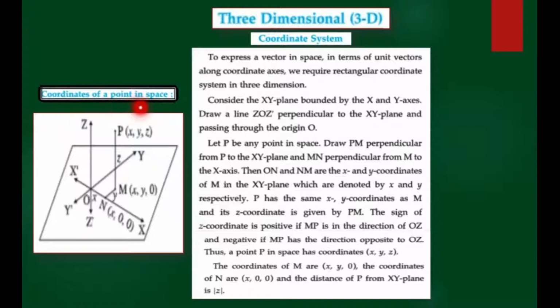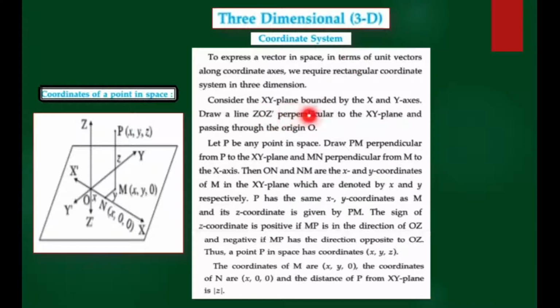Coordinates of a point in space. When we consider a three-coordinate system, the point is in space. When we consider a two-coordinate system, that point lies in a plane. To express a vector in space in terms of unit vectors along the coordinate axes, we require a rectangular coordinate system in three dimensions. Because when we represent a point in space, space means a three-coordinate system.